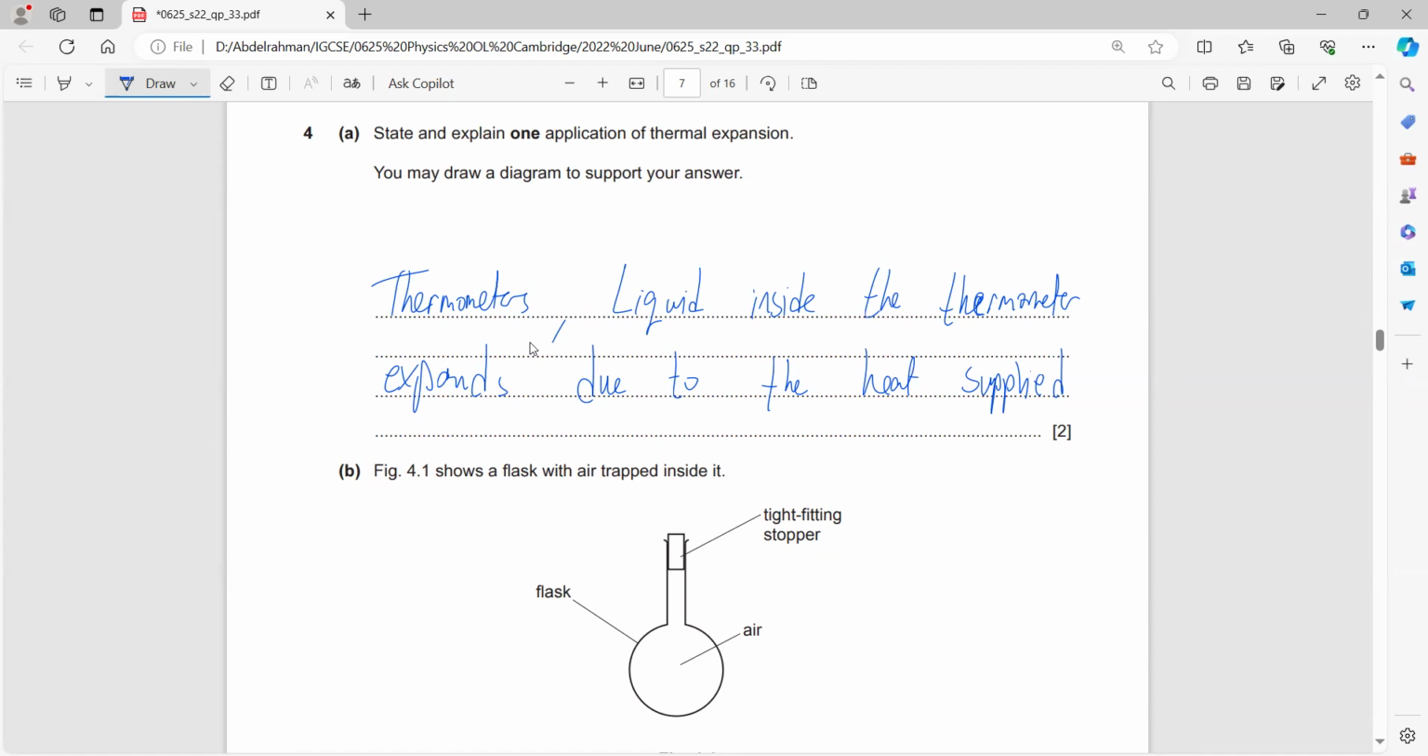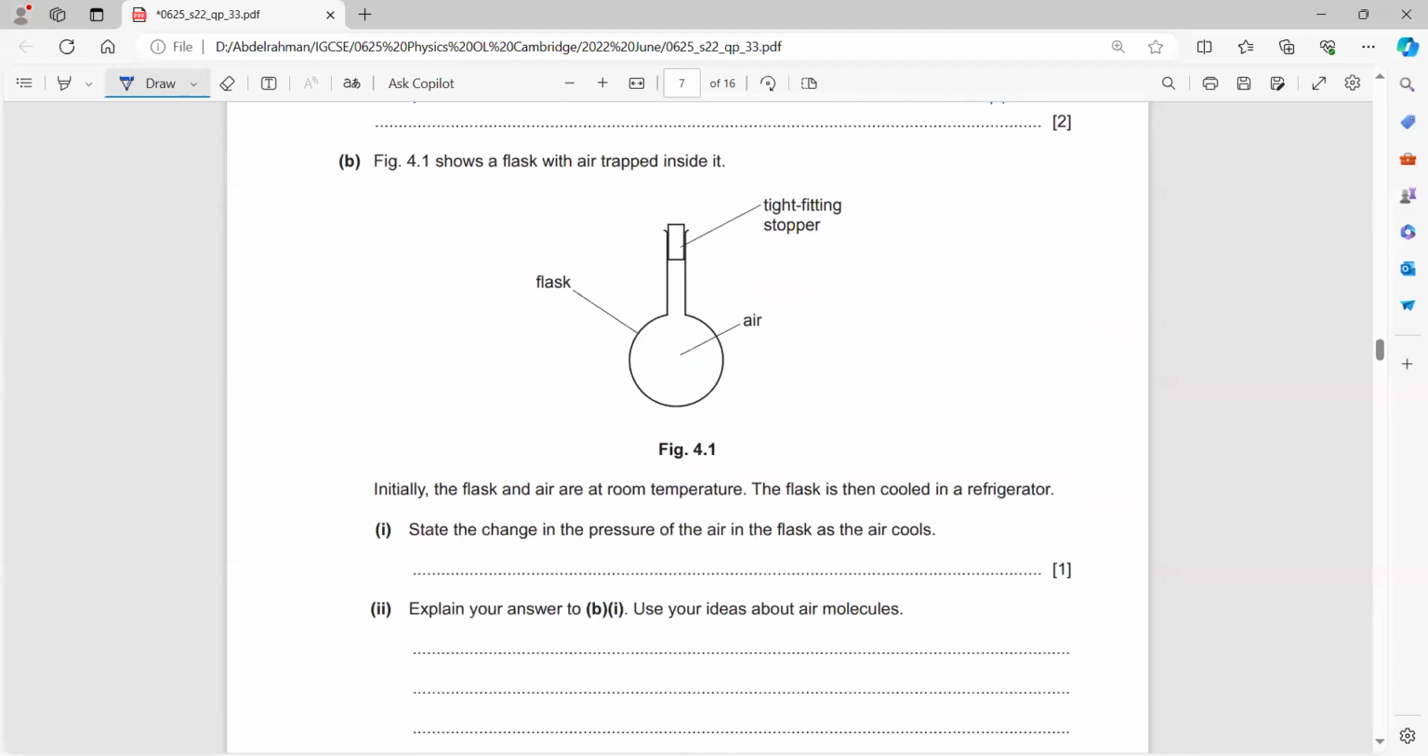Again, you can write any simple, useful application of the thermal expansion. Moving on to the next question.